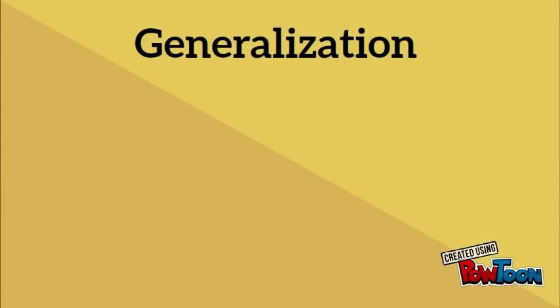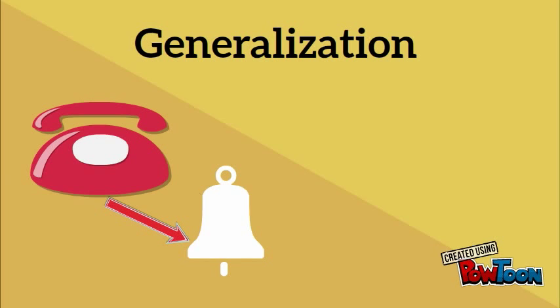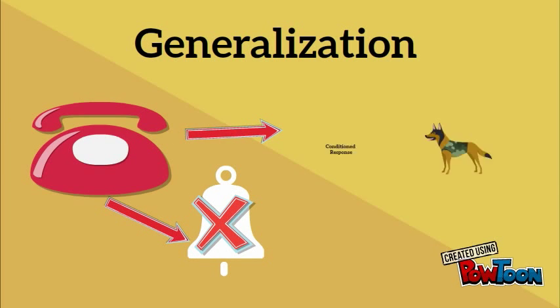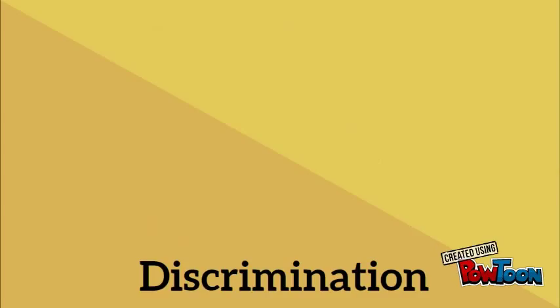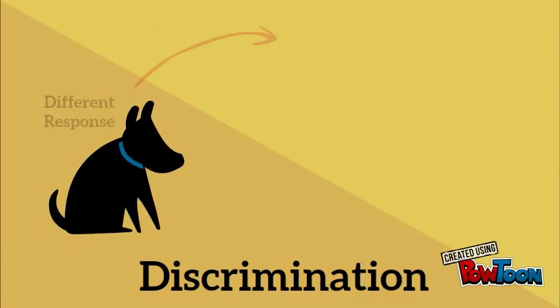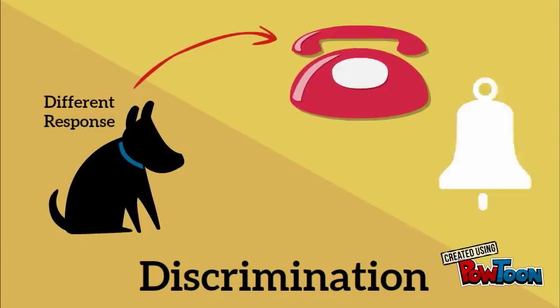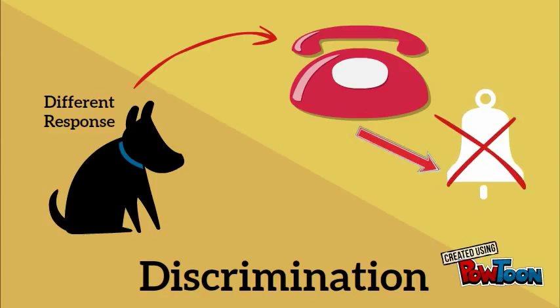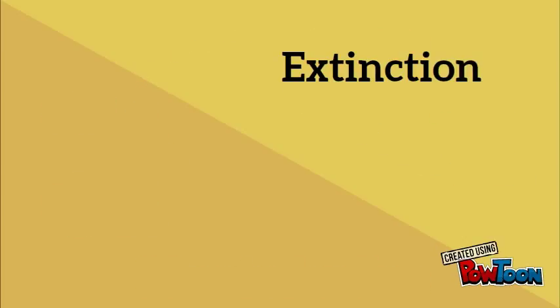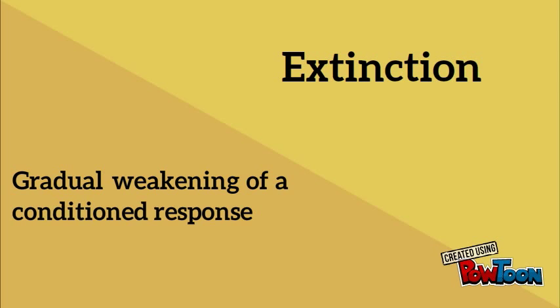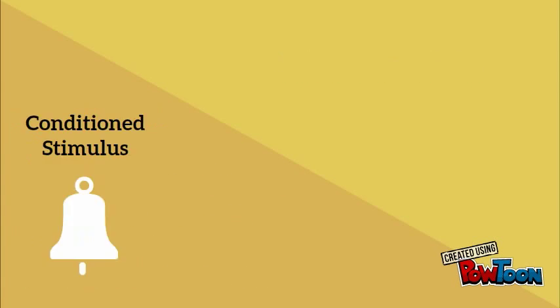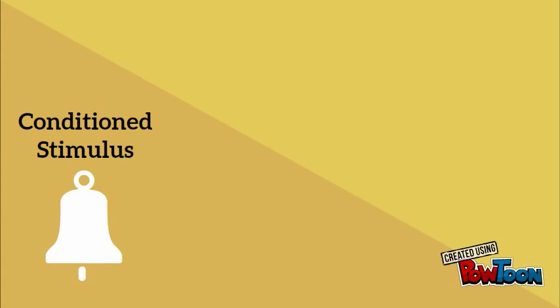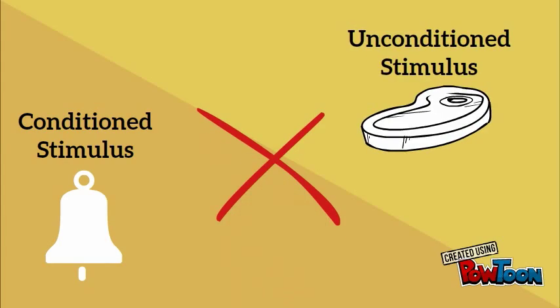Generalization is the process that occurs when a stimulus similar but not identical to the conditioned stimulus provokes the conditioned response by itself. Discrimination is the opposite. It's the process that occurs when a person gives different responses to related but not identical stimuli. In psychology, extinction refers to the gradual weakening of a conditioned response that results in the behavior disappearing. In classical conditioning, this happens when a conditioned stimulus is no longer paired with an unconditioned stimulus.